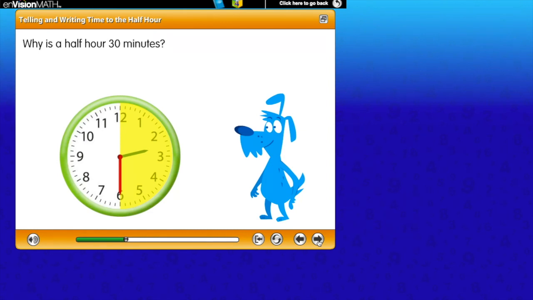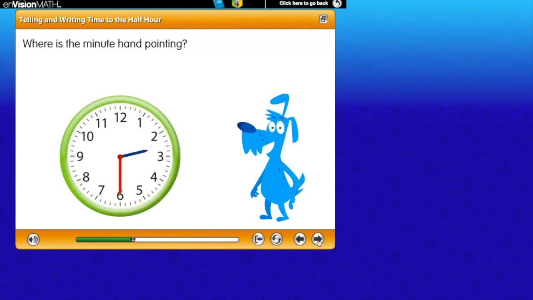But if I only want to go around the clock halfway, meaning cutting it right down the middle, I'm not going to go the full 60 minutes. I'm only going to go half of that. And if I take 60 and break it into two equal groups, it would be 30.